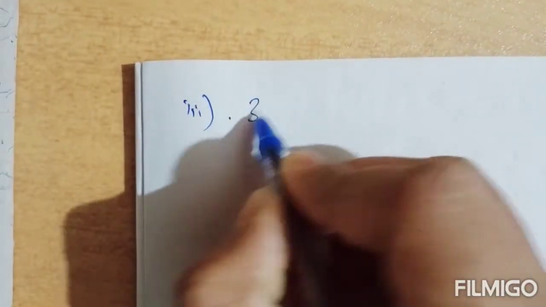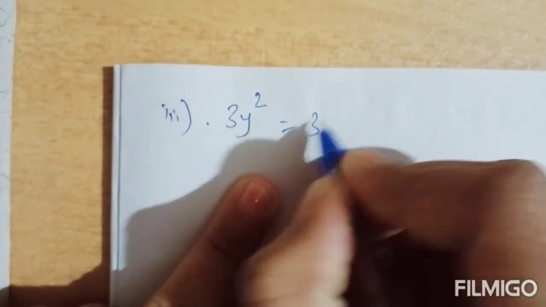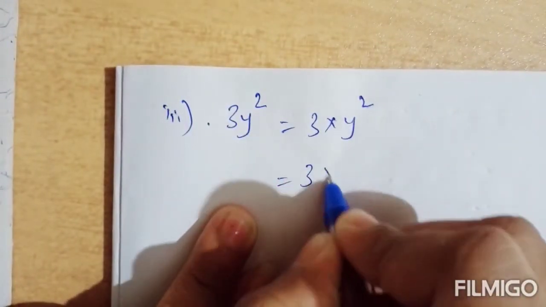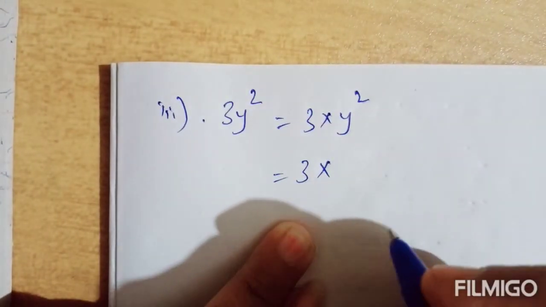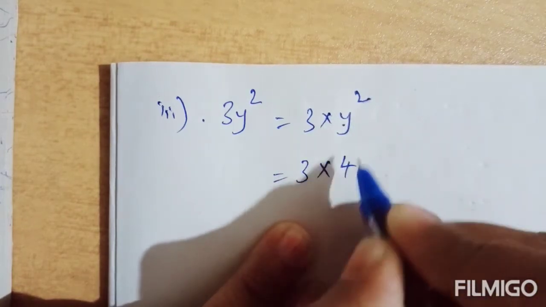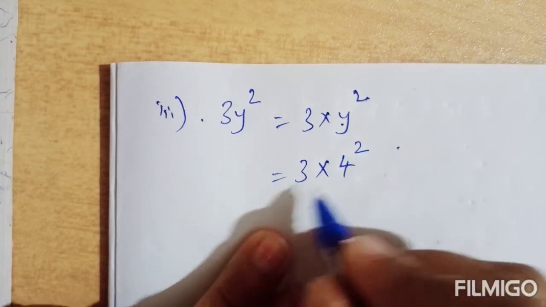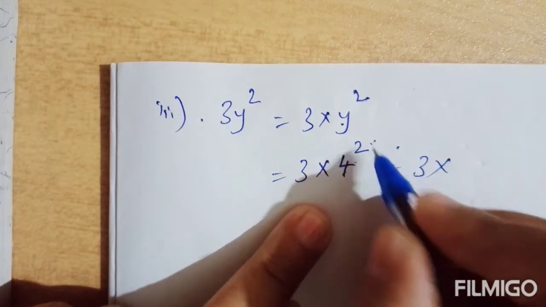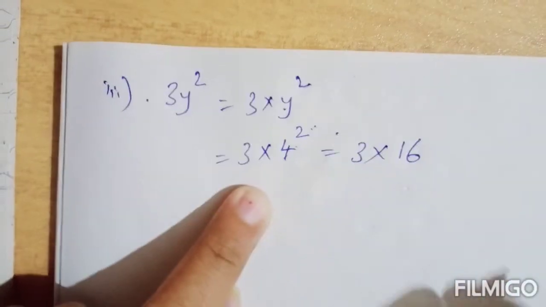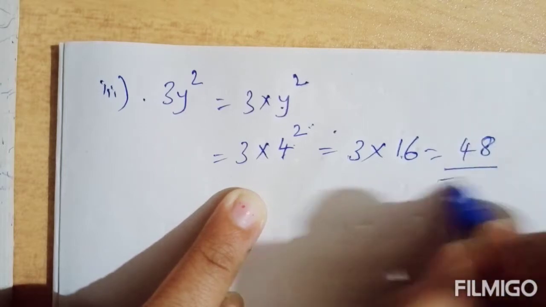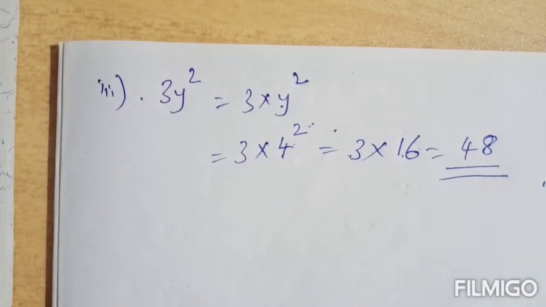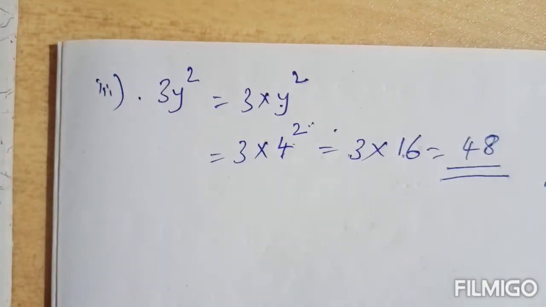Now in that third one, 3y square. That is 3 into y square. So 3 into the y value, which is given as 4. Y square you can write as 4 square. So 3 into 4 square. 4 into 4 is 16, and 3 into 16 gives 48. So this will be the answer. Do the 16th, 17th and 18th ones as homework.